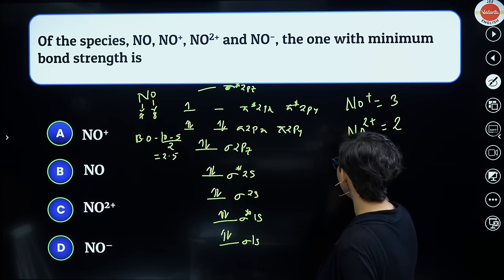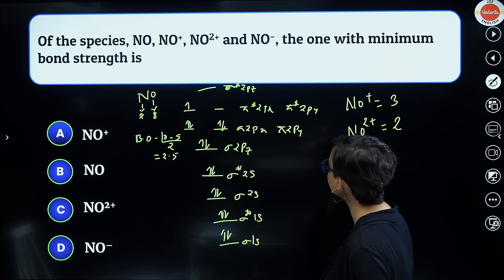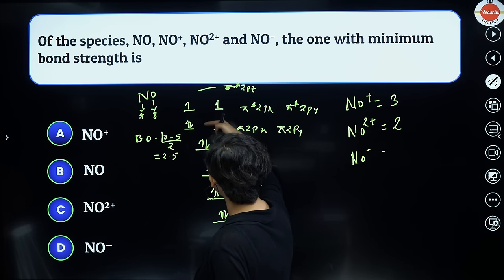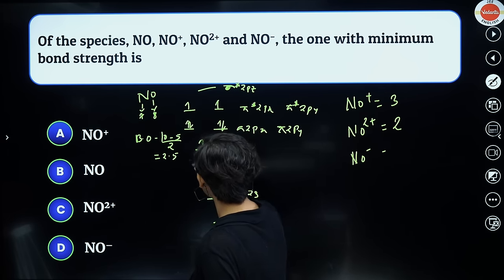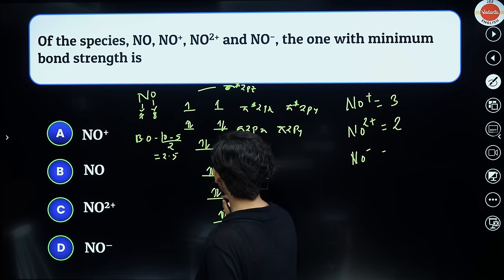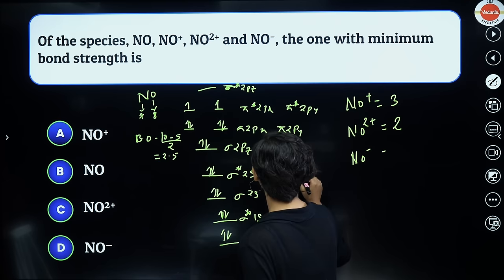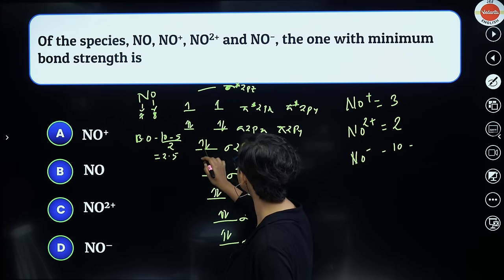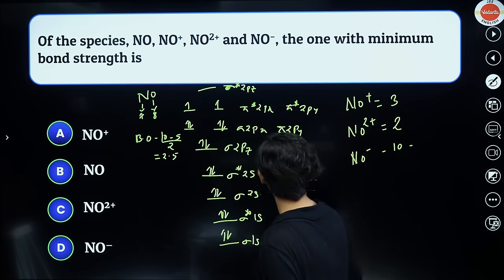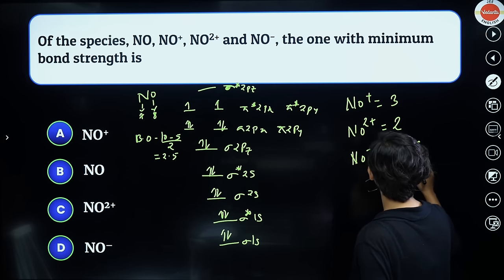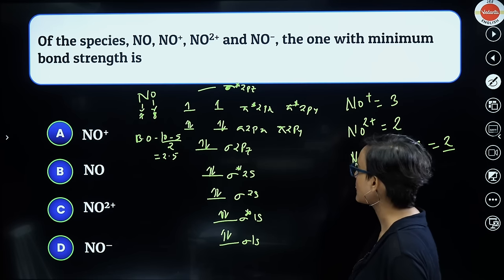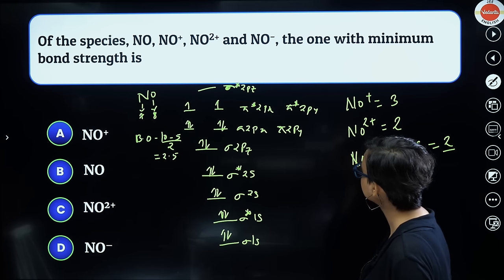And then NO minus. NO minus, that means there is another one electron, so we will add it here. That means 10 bonding electrons, and the antibonding are 6. Bond order is 10 minus 6 divided by 2, so this will be 2. NO minus. Correct only, no?